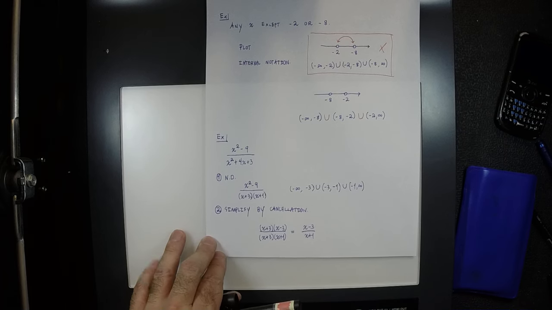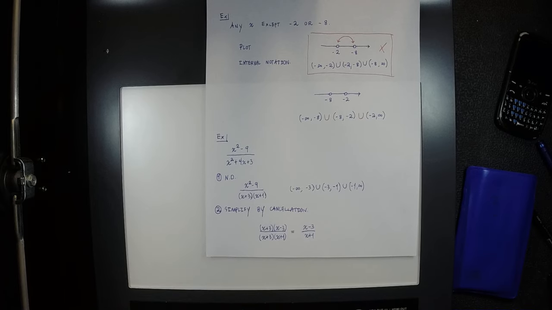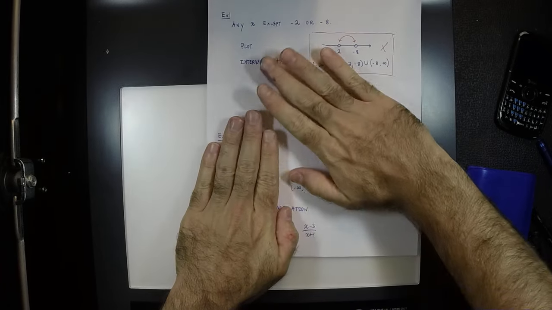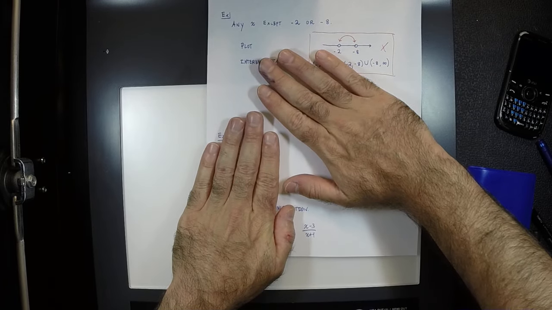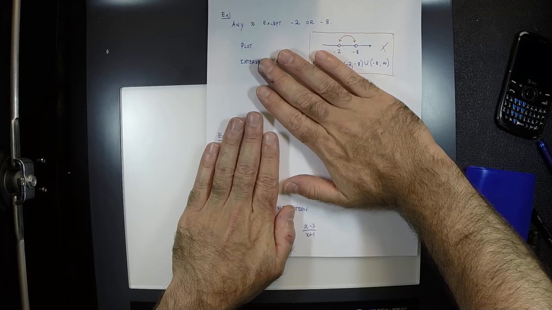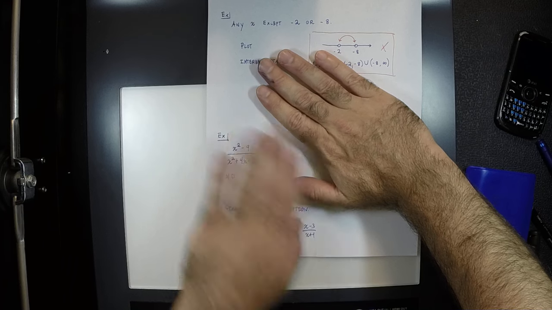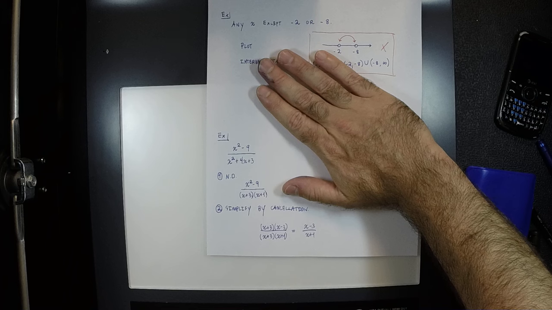Okay, yes? So it's an important question. This expression right here, what is its natural domain? All x except for negative 1. Is that the same as the natural domain of the expression that I asked about? No. That's why you have to consider natural domain before any cancellation.